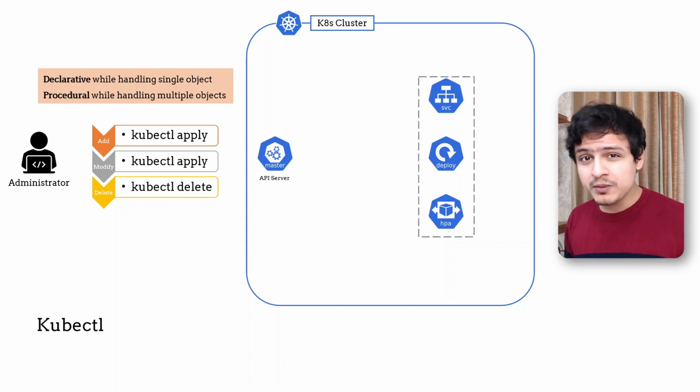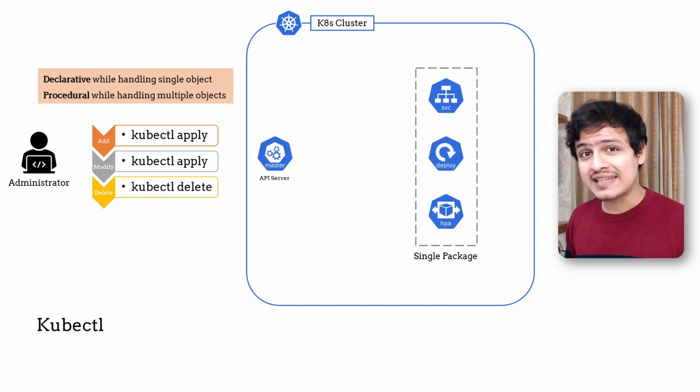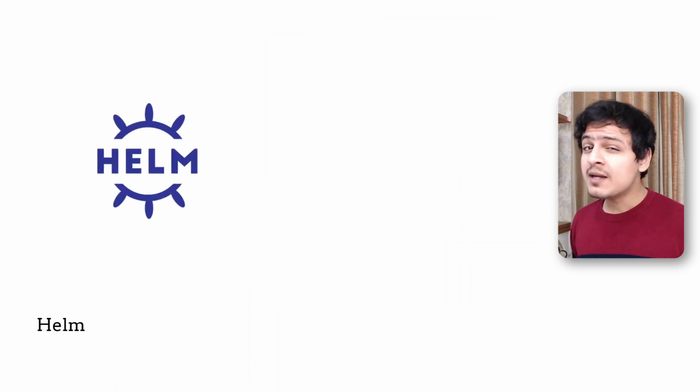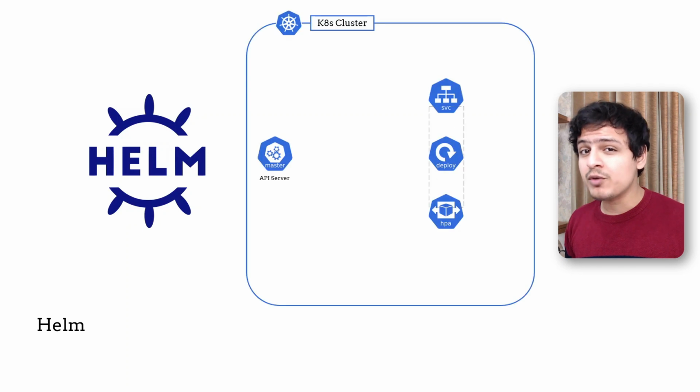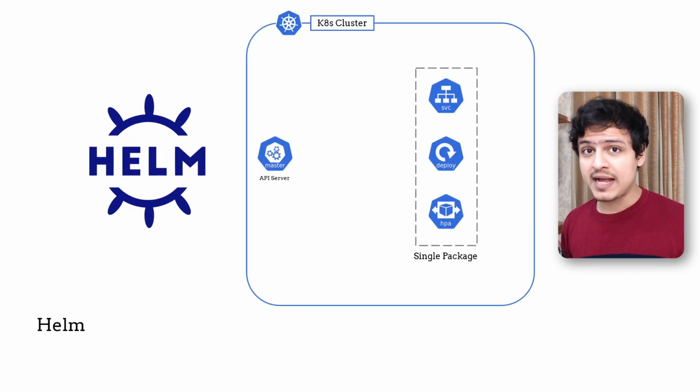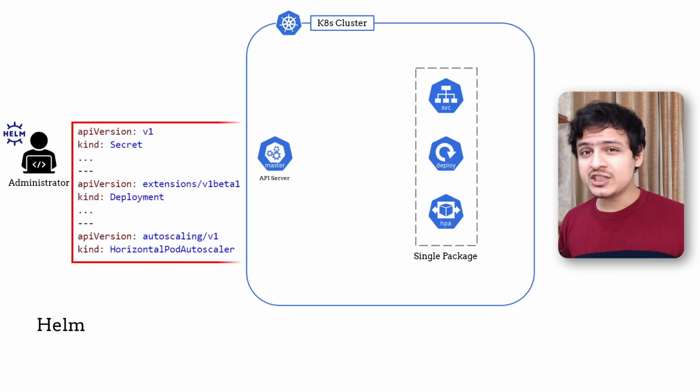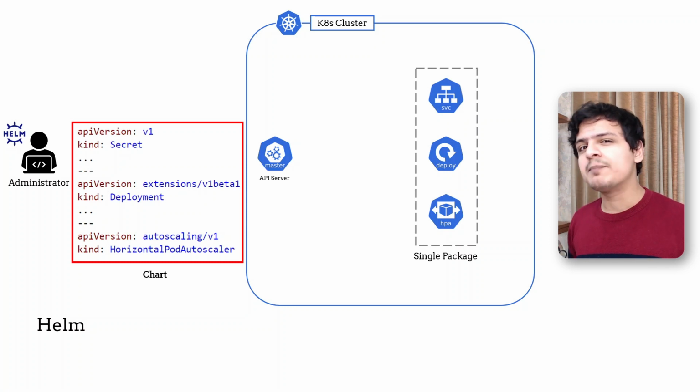We need a way to group up multiple objects and deploy them as a single package. This is where Helm comes in. Helm is an amazing package manager for Kubernetes. It's got a ton of features which we'll probably get into in a subsequent video. But what we are most interested in right now is its ability to deploy multiple objects as a single package. Helm calls these packages a chart, and the application deployed via these charts is called a release.